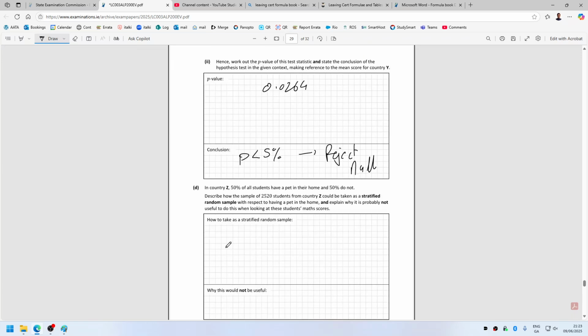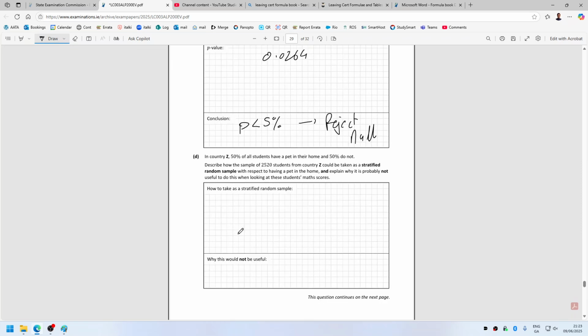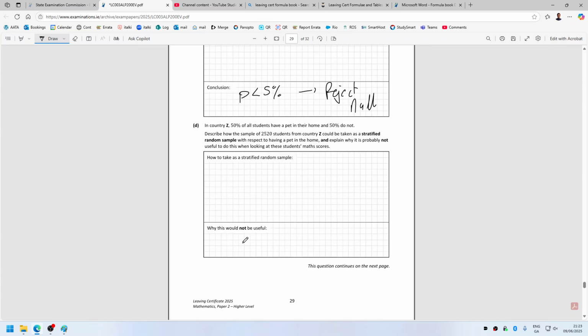In country Z, 50% of all students have a pet in their home and 50% do not. Describe how a sample of 252 students from Z could be taken as a stratified random sample with respect to having a pet in the home, and explain why it's probably not useful to do this when looking at these students' math scores. Oh, leave me alone.